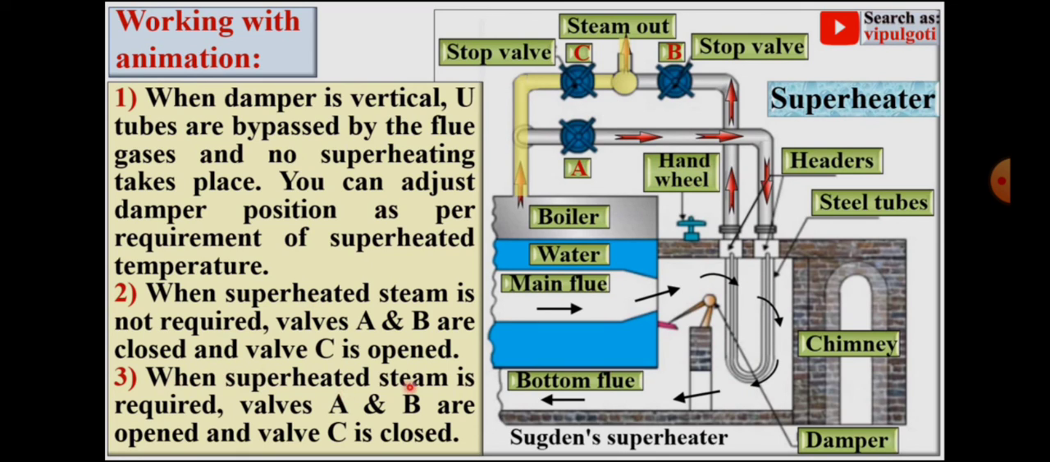Now when superheated steam is required, at that time valves A and B are open and valve C is closed. So now let's see the animation. Here valve C is closed, but valves A and B are open, so the wet steam will flow through valve A. See carefully, and then pass through the U-tube, and it will be converted into superheated steam, and then it will be discharged to the steam turbine.